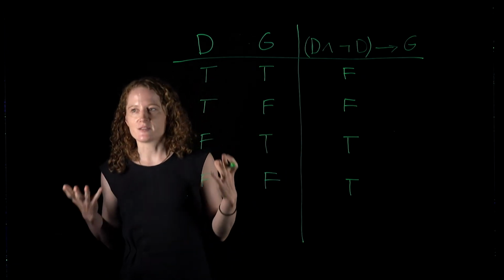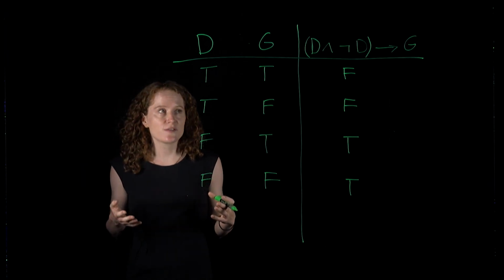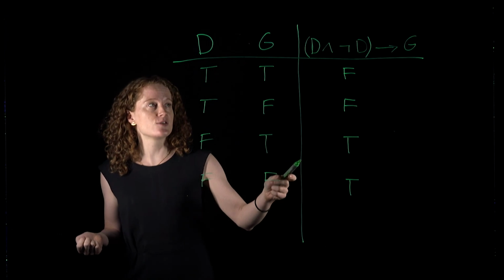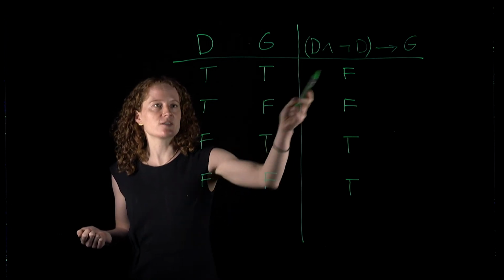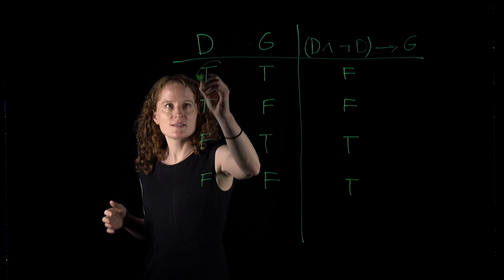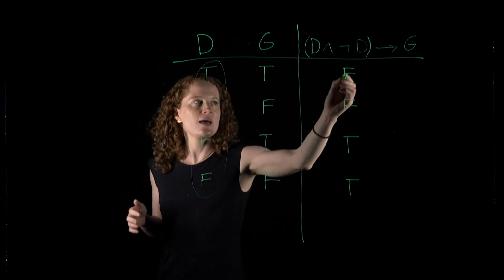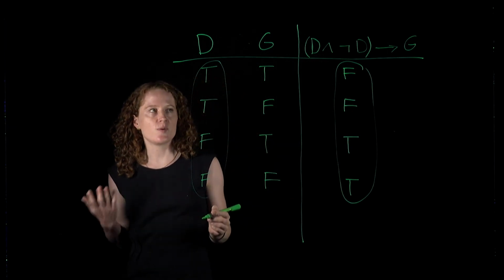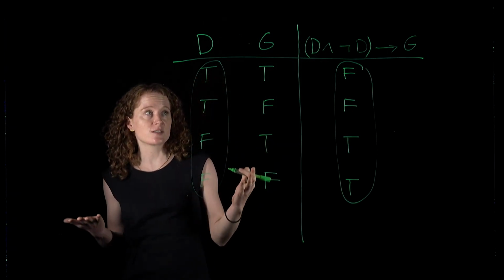I know that a conjunction is true if and only if both conjuncts are true. And in this case, the two conjuncts are D and not D. So I'm going to look at this column here and this column here in order to figure out the possible truth values of my conjunction.